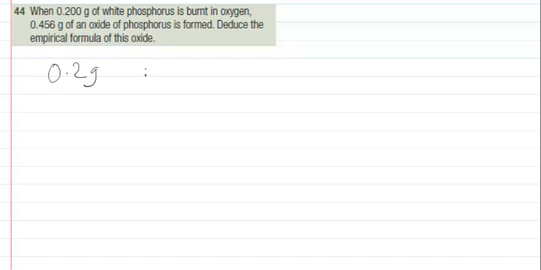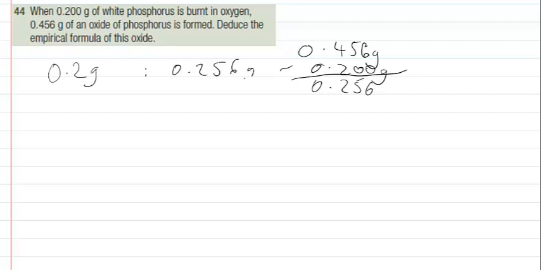Now our oxygen, here's where we need to be a little bit careful. It doesn't specifically tell us how much oxygen we have. However, we know that the oxygen and the phosphorus together will give us 0.456 grams of product. Of that, we know that 0.200 grams was phosphorus. Therefore, the rest must be oxygen. So 0.256 grams must be oxygen that the phosphorus is reacting with. Okay? So from this, we've got 0.2 grams of phosphorus and 0.256 grams of oxygen.